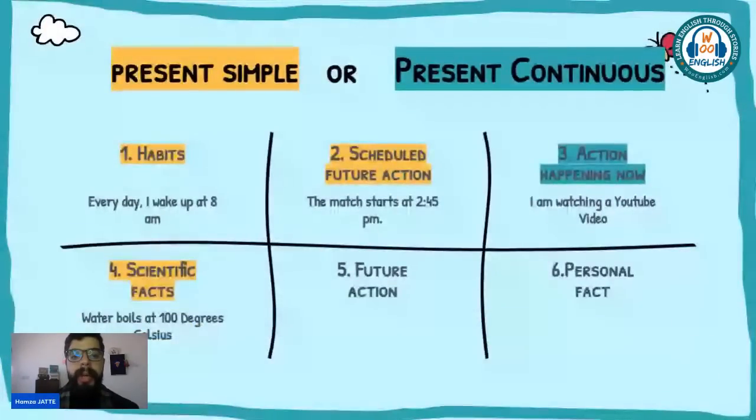All right, let us now move to the next one. Number five, future actions. Please make sure to distinguish between number two and number five. In number two, it's specific, it's scheduled. We know the exact moment, the exact time an action will happen in the future. But for number five, it's general actions in the future. It is planned, but we don't know the exact time of it. So can you tell me whether we use the present simple or the present continuous for this type of cases?